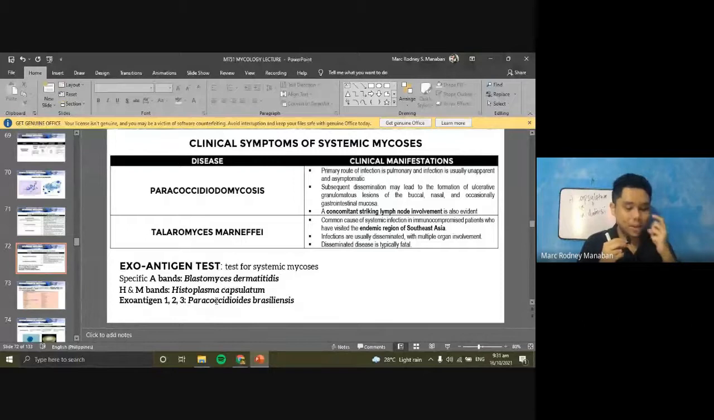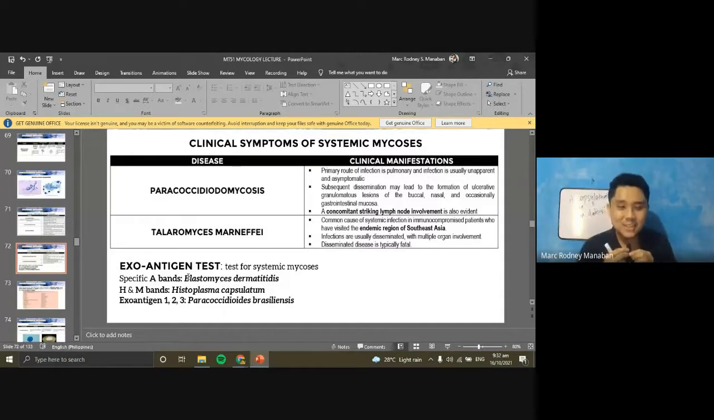So as you can see, how do we remember? A bands, so it's seen in letter B, Blastomyces dermatitidis. So nagsunod sila. A bands, letter B, Blastomyces dermatitidis. H and M, ayan, so H and M, Histoplasma capsulatum. So H, di ba? H, and then M put sa last, di ba? So H and M. H&M bands, Histoplasma capsulatum. So dili siya Uniqlo, charot.